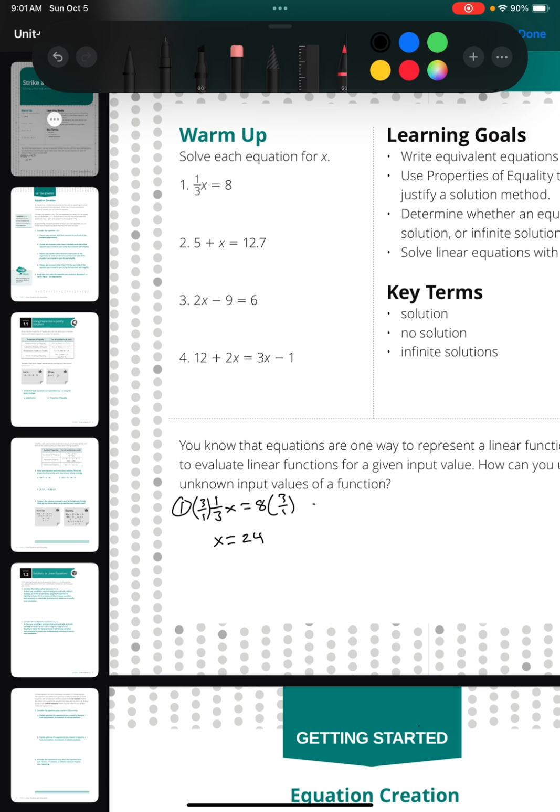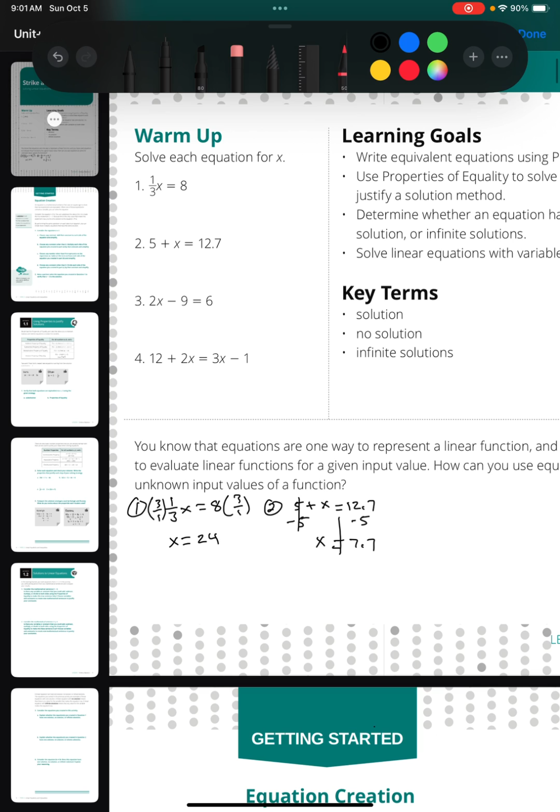Okay, for the second one, we have 5 plus x equals 12.7. So we got one step here, which is just subtract 5 to move it to the opposite side of the equation, the inverse operation of having a positive 5 there. So we end up with x equals 7.7.